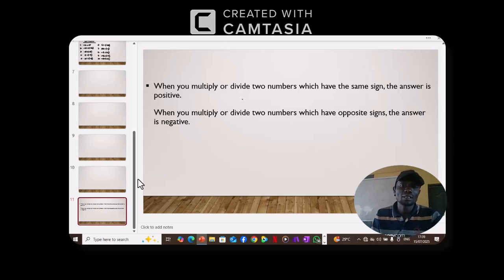Now, when you say minus 2 divided by minus 2, the answer will be plus 1. Or when you say minus 2 times minus 2, the answer will be plus 4. You can simply write 4. If you write 4, it also means plus 4.